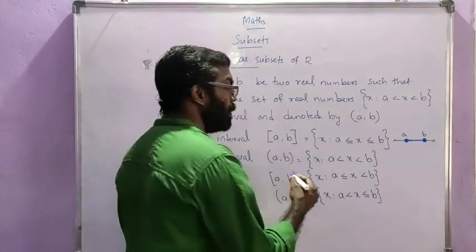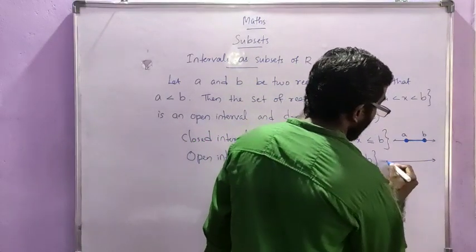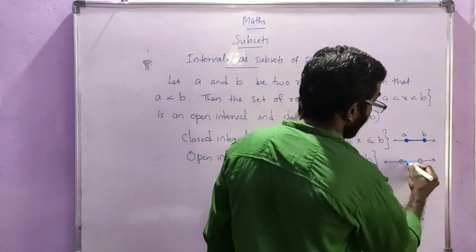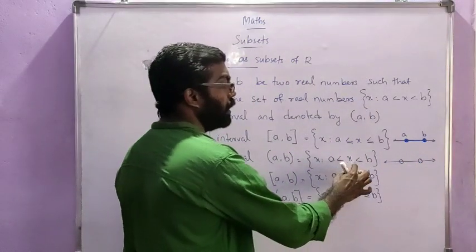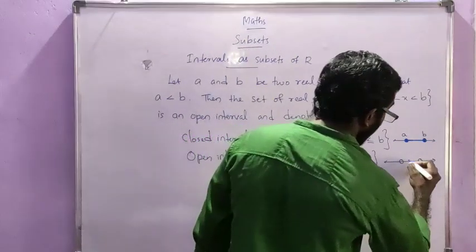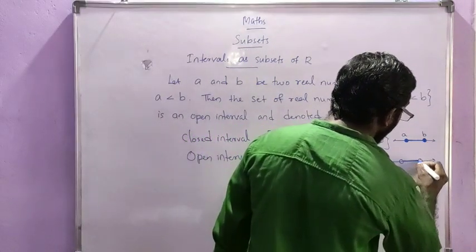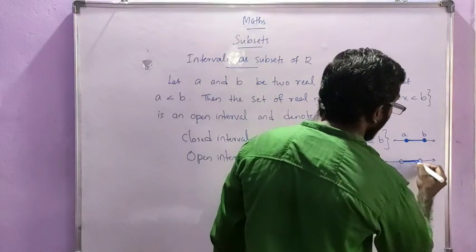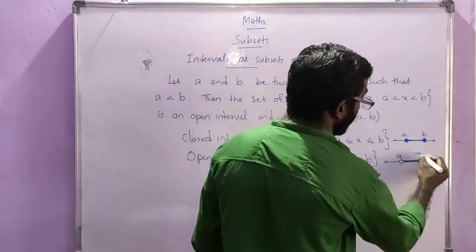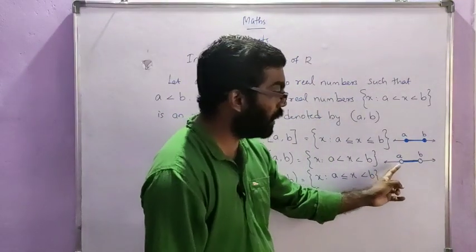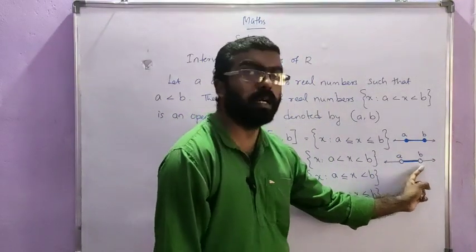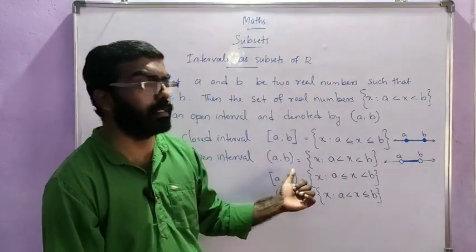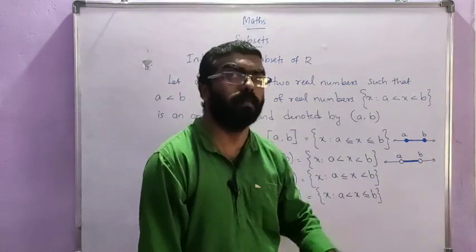Okay, and for open interval AB, we can take the values a and b, and here a less than x less than b, so we have to darken the area in between a and b. Okay, that is excluding the extreme points. So it means a and b are not included in this collection. Open interval AB means excluding the extreme values.